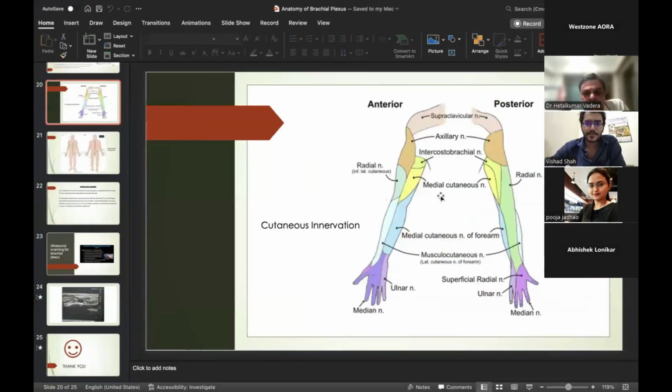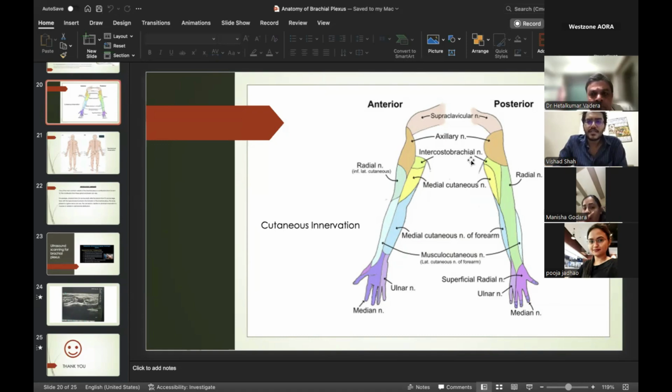So you can see the upper area. You can see the supraclavicular area. The lateral area is supplied by which nerve? Sir, the lateral area is the axillary nerve, and this is the supraclavicular nerve, and the intercostal. Now, is the supraclavicular nerve a branch of the brachial plexus or something else? Cervical plexus, sir.